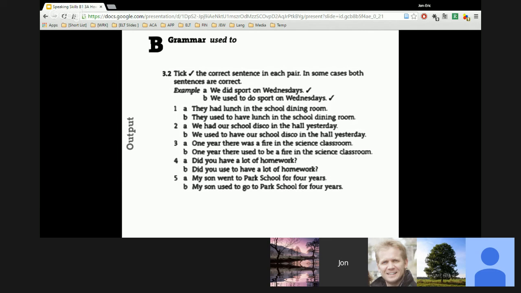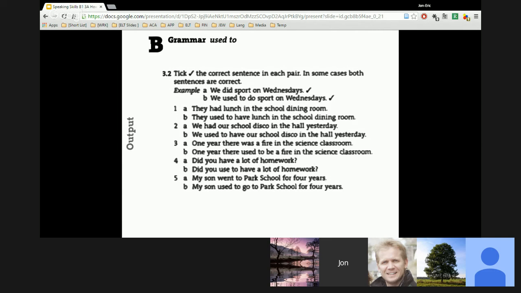Sam, try number 2. We had our school disco in the hall yesterday. We used to have our school disco in the hall yesterday. Yes. Yes, what? Yesterday. I think this B, because we are talking about yesterday. Is B correct or incorrect?